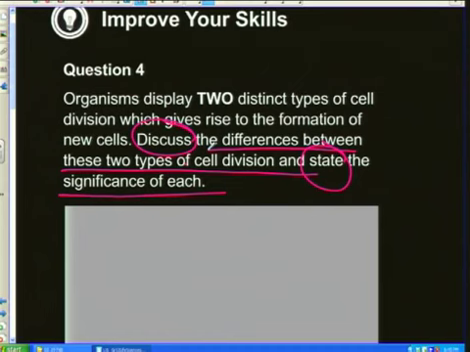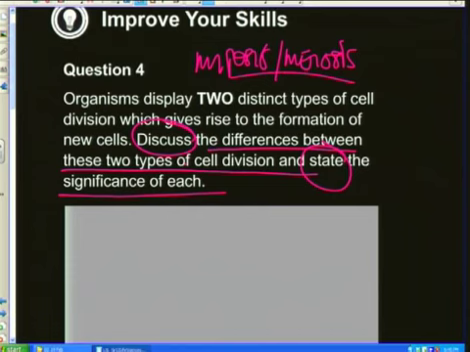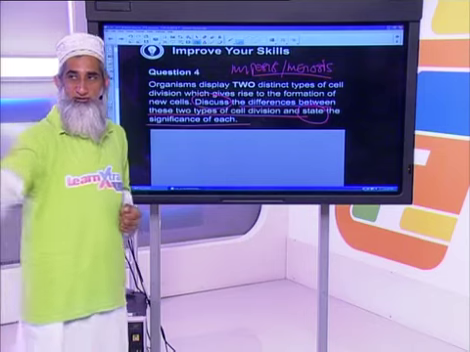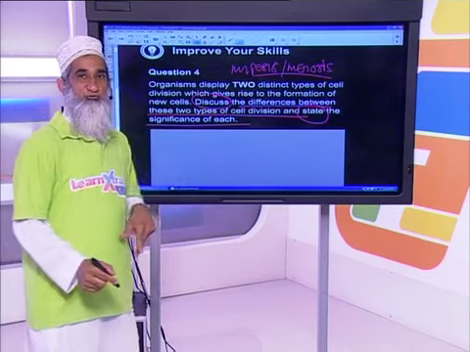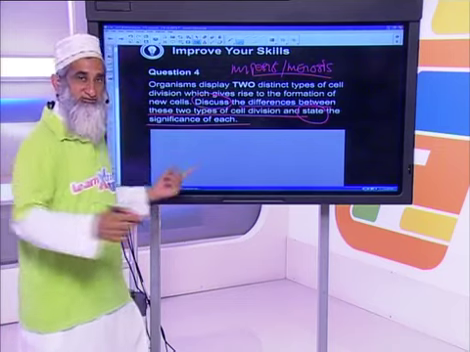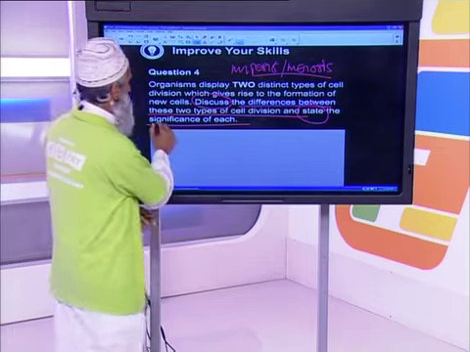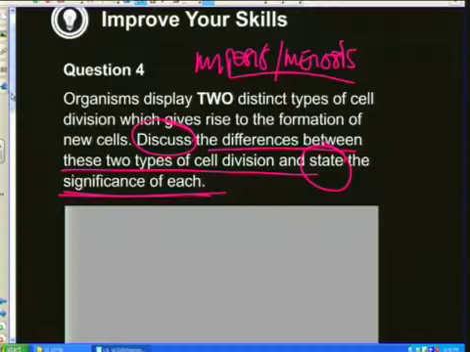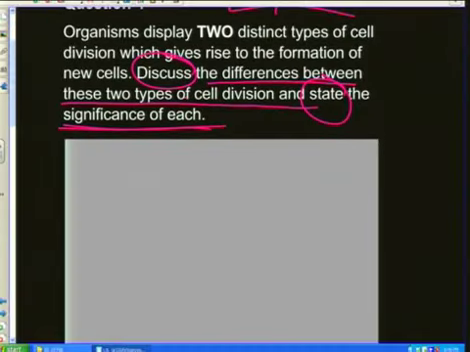What are the 2 types of cell divisions? Mitosis and meiosis. So they want you to talk about the difference, and one of the questions from the learners was the difference between mitosis and meiosis. So please pay attention now. We're not going to take your question later. This is the answer to that question, and also the significance of each type. Good? And how do we tackle this answer?